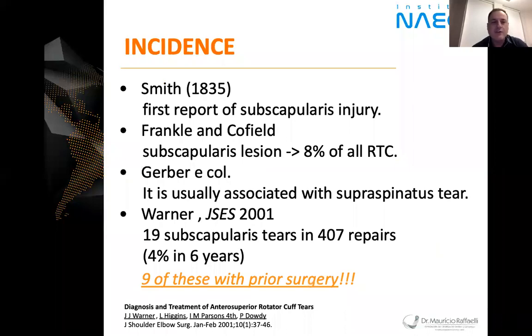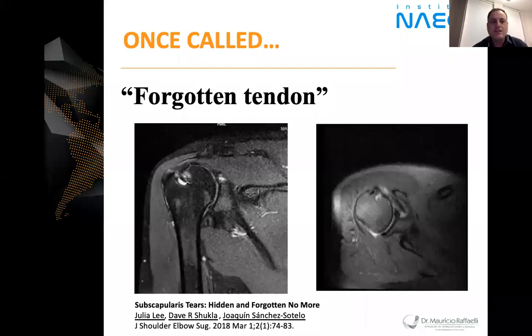Smith was the first to describe the subscapularis lesion in 1835. Frankel and Caulfield demonstrated the presence of subscapularis tears in 80% of all rotator cuff injuries. Dr. Gerber showed the association between subscapularis and supraspinatus tears, and Dr. Warner showed that lesions of the subscapularis can pass concealed in some cases. This caused the subscapularis tendon to be known as a forgotten tendon for a while. Shown here is a patient already operated on for a subscapularis tear who maintained a subscapularis tear.